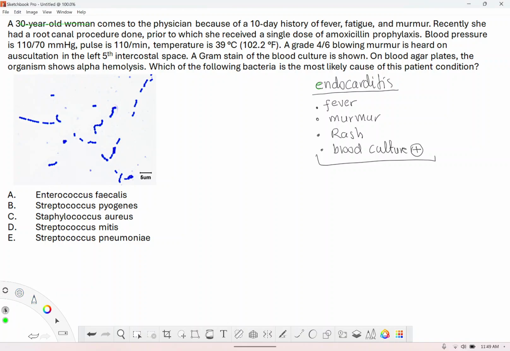She's a 30-year-old woman who came to the physician because of fever, fatigue, and a murmur. So there you go, at least these two criteria are met: there's fever, there's murmur.